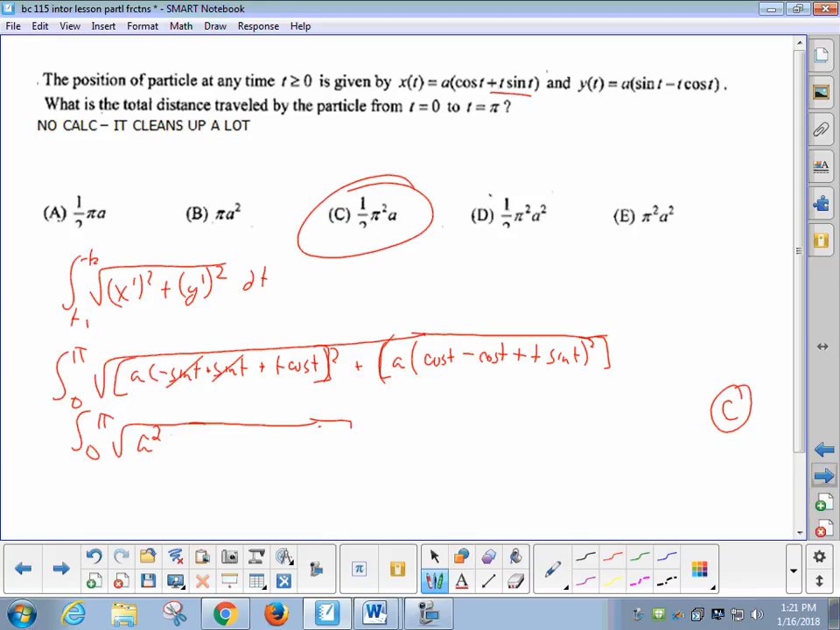t squared, cosine squared. Boom. Plus a squared, t squared, sine squared. If we factor out a squared, t squared, we're left with sine squared plus cosine squared. So how does that all clean up? A t dt.